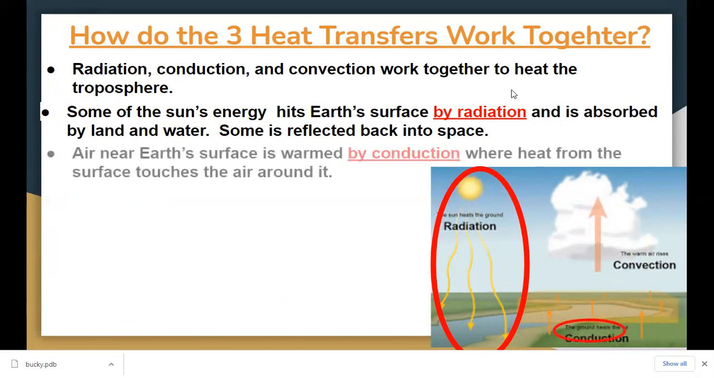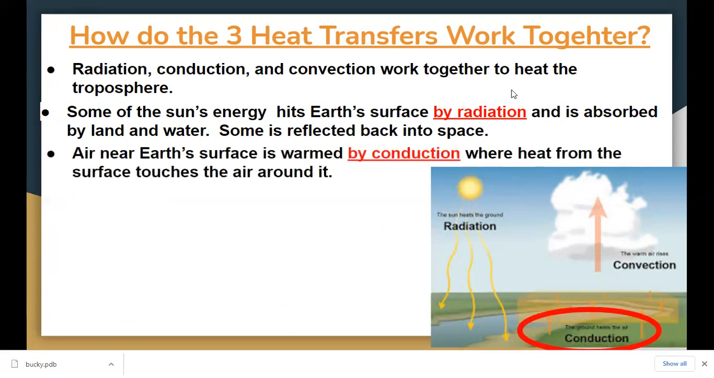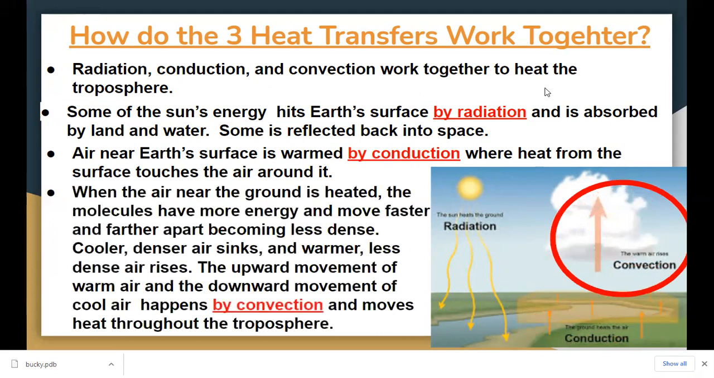Nothing's touching. Air near Earth's surface is warmed by conduction, where heat from the surface touches the air around it. That's conduction. It has to have a touching. And finally, convection. When the air near the ground is heated, the molecules have more energy and move faster and farther apart, becoming less dense. Cooler, denser air is going to sink, and warmer, less dense air is going to rise. The upward movement of warm air and the downward movement of cooler air happens by convection, and this moves heat throughout our troposphere layer.